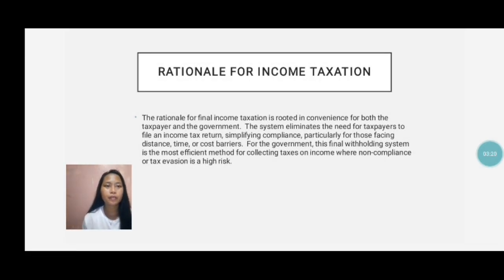Example of rationale for income taxation. A government imposes a progressive income tax to redistribute wealth, ensuring everyone contributes to the system based on their ability to pay. This revenue enables the government to provide vital services, promoting economic growth, social stability, and individuals' well-being.